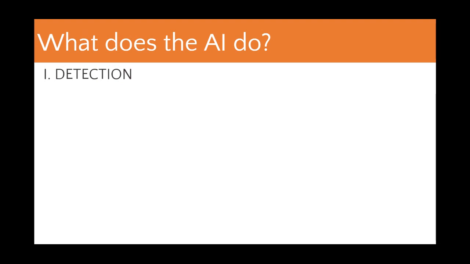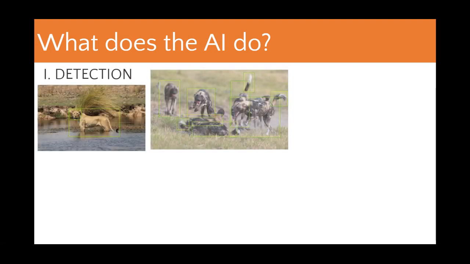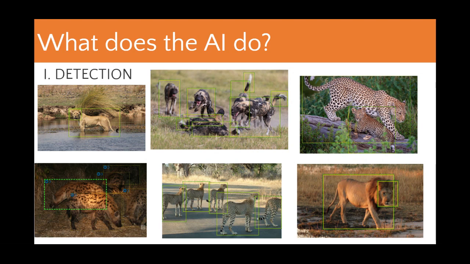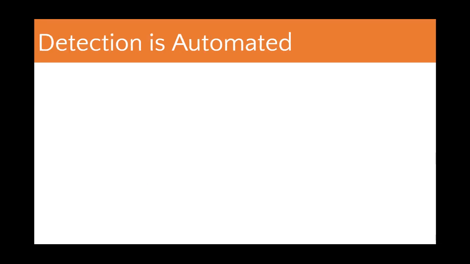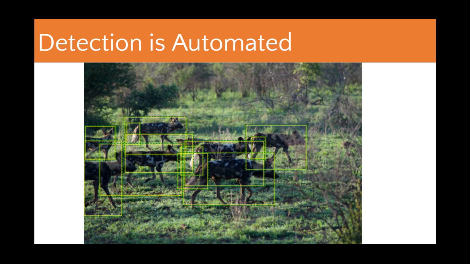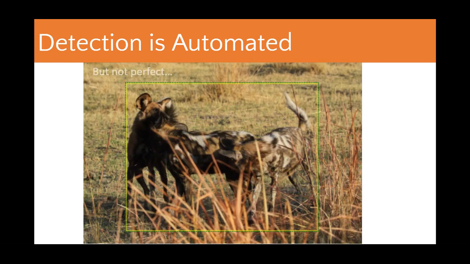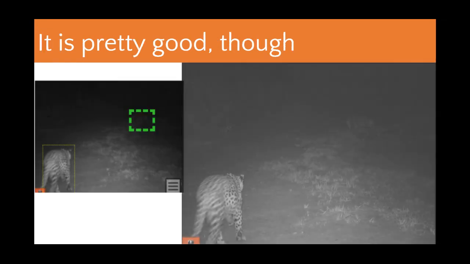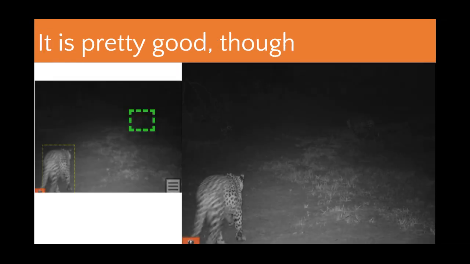So what does the AI do exactly? Well, it does a lot, but there are 3 key functions I want to highlight. The first is called detection, and that is, simply put, find the animal or animals in the picture and put a box or annotation around each of them. Detection is automated, thank goodness, but not always perfect. No AI is. Fortunately, the system has an easy way for users to add their own annotations when needed. That said, it can be pretty amazing.